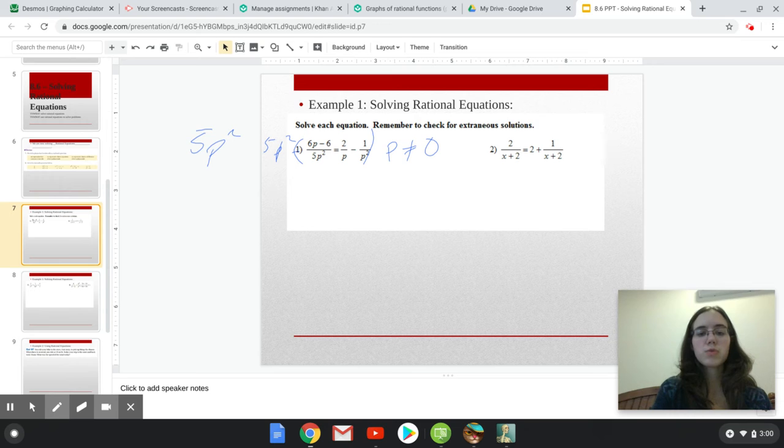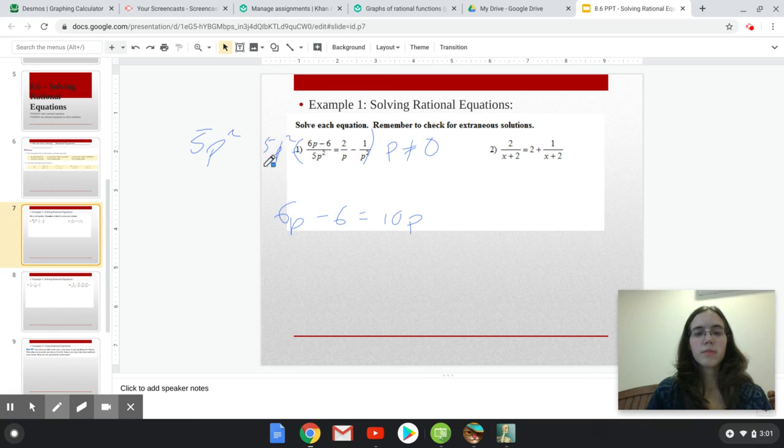If I multiply this first one by 5p squared, then the denominators are just going to cancel, right? This 5p squared and this 5p squared are just going to cancel. So I'm going to have 6p minus 6, and that's it. Then if I multiply 5p squared by this fraction, this p and one of these p's is going to cancel. So I'm going to have 2 times 5p. 2 times 5p is 10p.